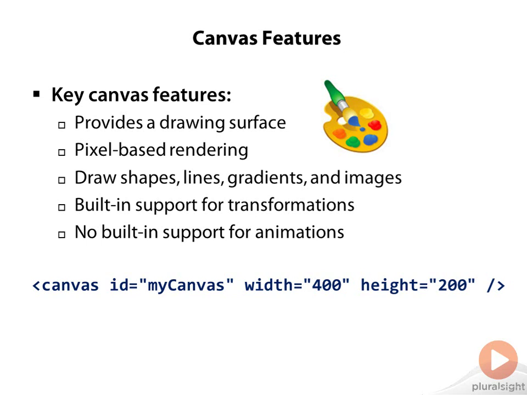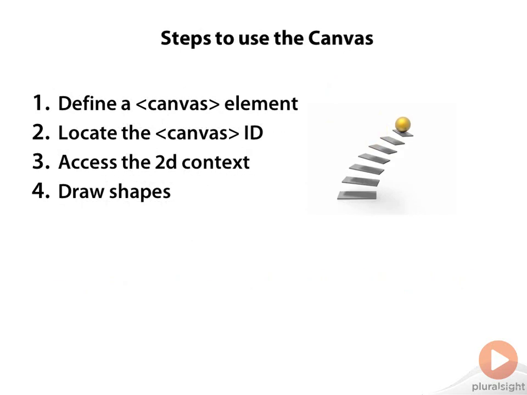The actual steps to get started using the canvas are shown here. So first off, define the canvas element. Well, that's pretty easy, as you saw in the previous slide. From there, we're going to be jumping into JavaScript. The only HTML you'll do with the canvas is defining the canvas tag. From then on, you're going to be writing a lot of JavaScript. So first thing you'll do after defining the canvas is locate the canvas ID. And you could use jQuery, you could use document get element by ID. We can then access something called the 2D context, which I'll show a demonstration of coming up.